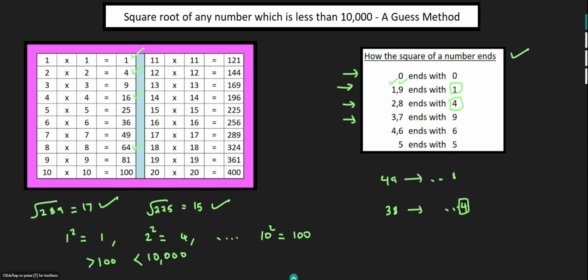The square of 3 and 7 ends with 9, and the square of numbers ending with 4 or 6 ends with 6. Likewise, the square of any number which ends with 5 will end with 5. So this is also important.